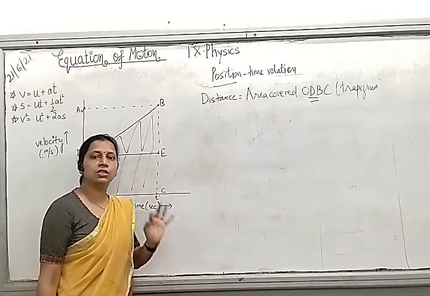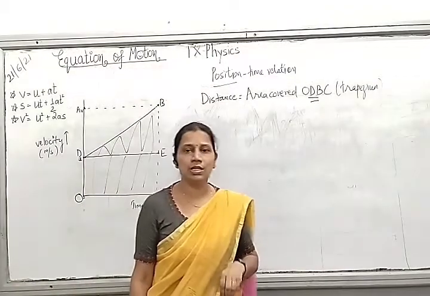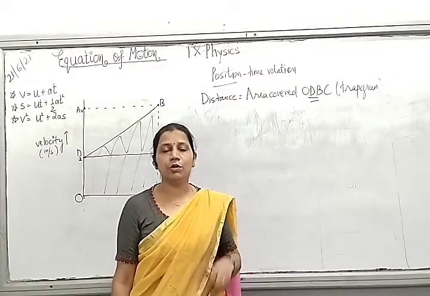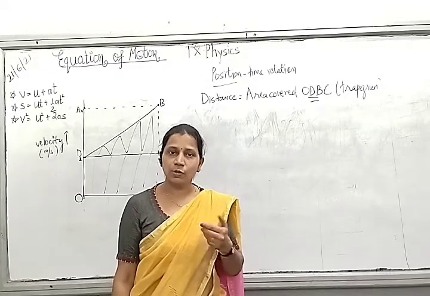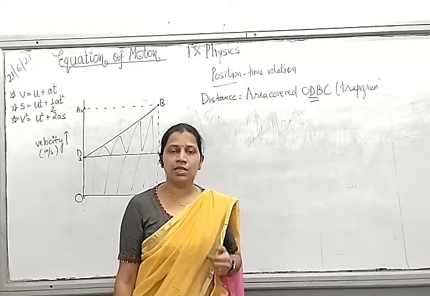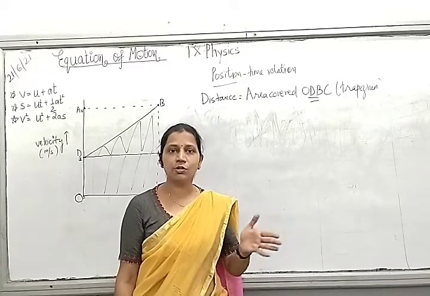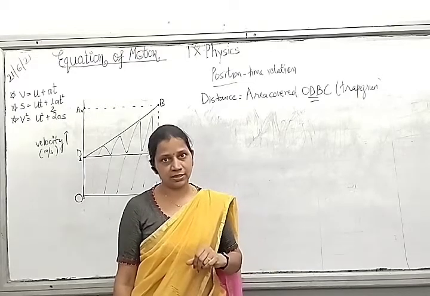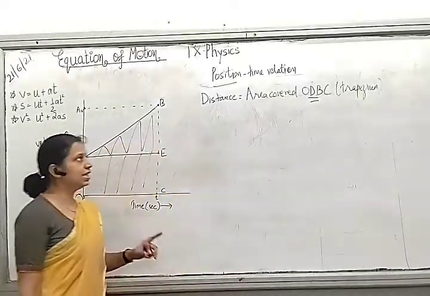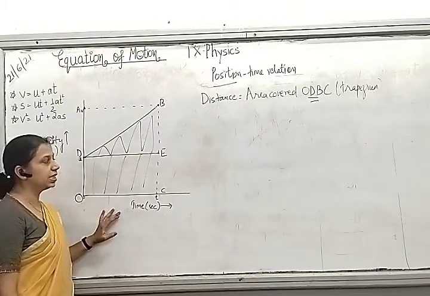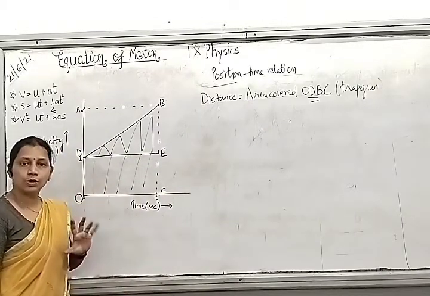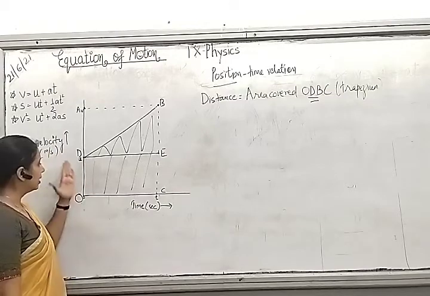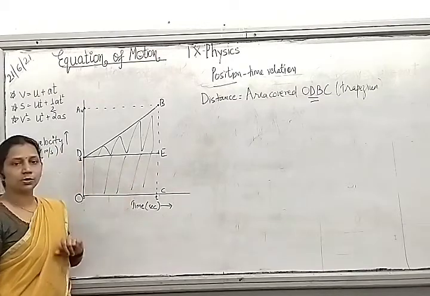Now to find the position-velocity relation, I will simply write the formula of a trapezium. What is the formula of a trapezium? Half into the sum of parallel sides into height. Right? Now if you see this trapezium ODBC, which ones are the parallel sides? This one and this one.